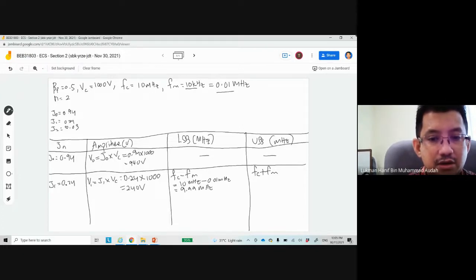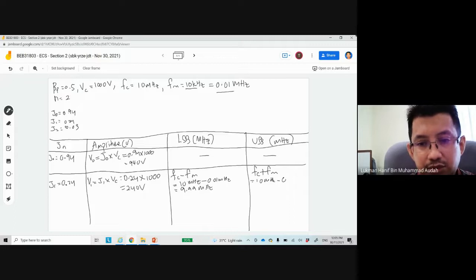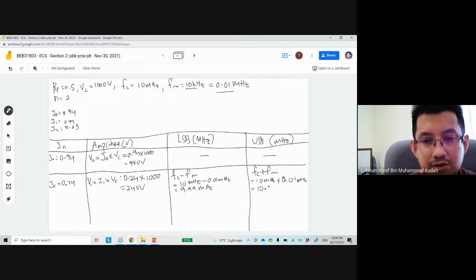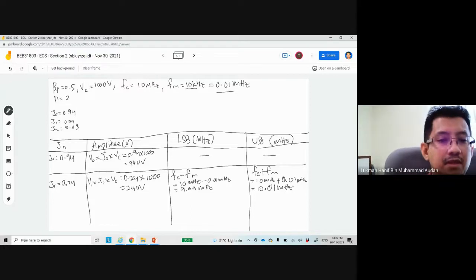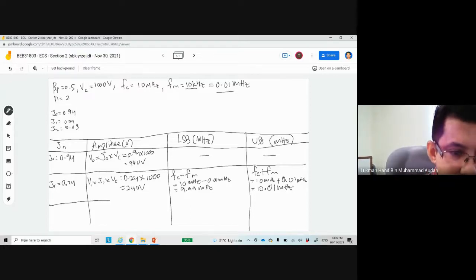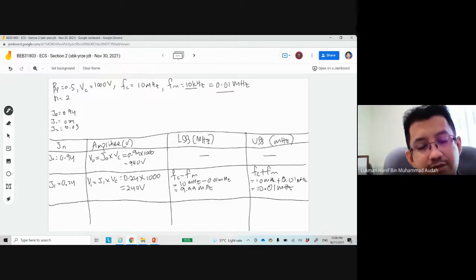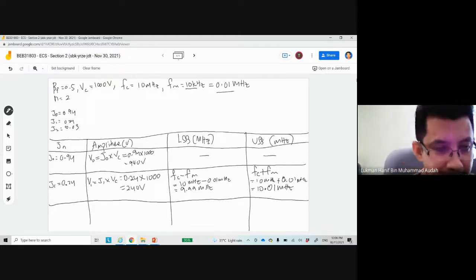Okay. Sideband yang atas di sini adalah FC plus FM. So similarly, this is equal to 10 mega plus 0.01 megahertz. So this is 10.01 megahertz. Okay, and then you bayangkan ini baru 2 sideband. Kalau ada banyak sideband macam mana? Lagi penat.